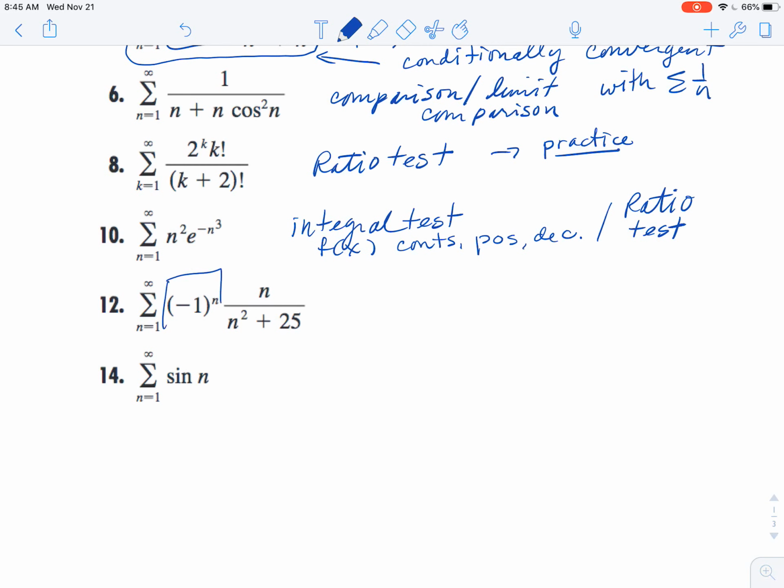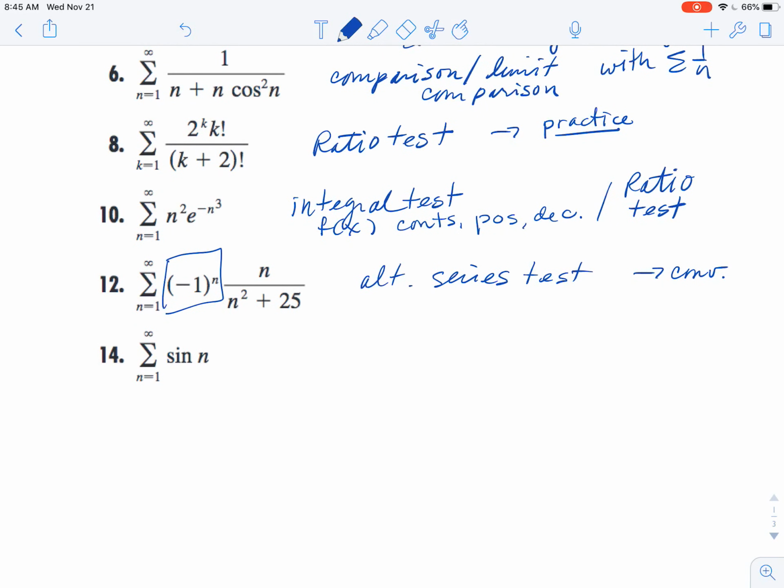What about 12? Alternating series. Probably going to compare it with, not comparing it. We just said alternating series test. Do you think it would converge or diverge? Yep. It should converge.